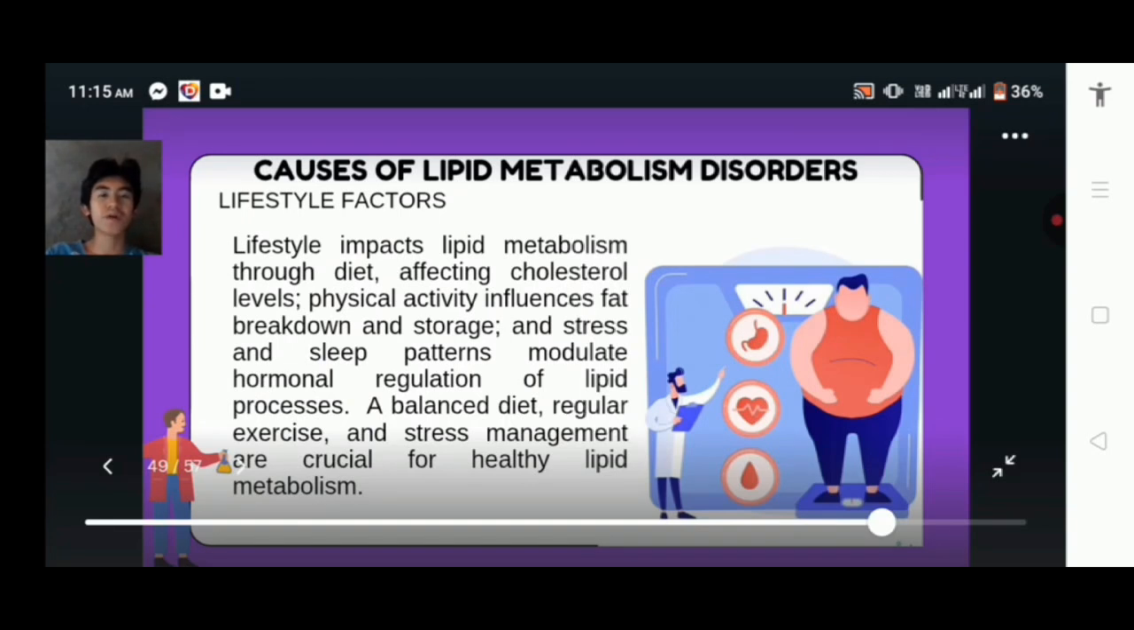Lifestyle impacts lipid metabolism through diet affecting cholesterol levels, physical activity influencing fat breakdown and storage, and stress and sleep patterns moderating hormonal regulation of lipid processes. A balanced diet, regular exercise, and stress management are crucial for healthy lipid metabolism.